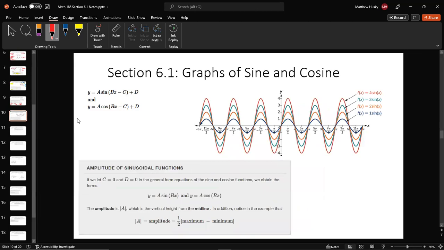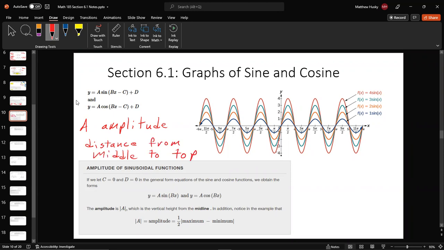So next, this is going to be the value of A. And so A is the amplitude. So the amplitude, that's going to be the distance from the middle to the top.